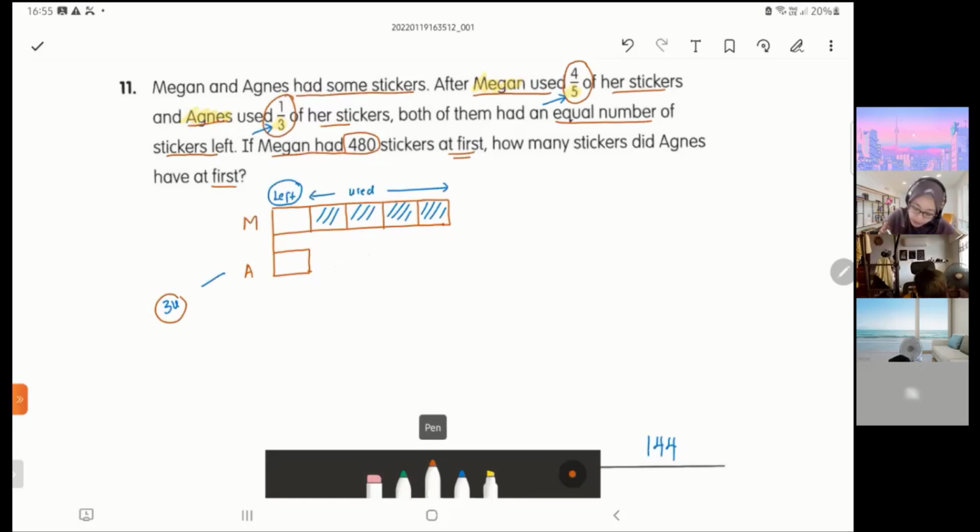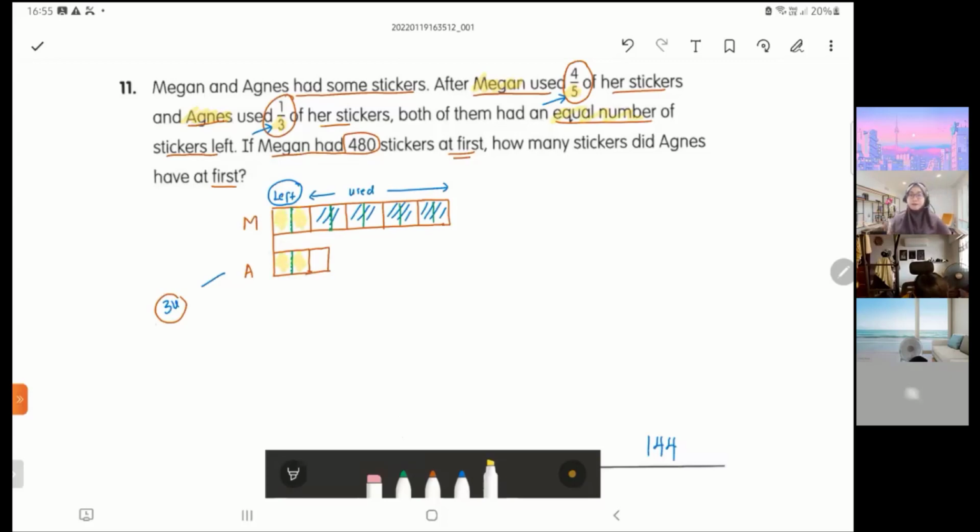What I need to do is actually go and cut something. So I'm going to cut my Megan. So this one also cut. The rest of them also cut. I just draw a straight line, easy to draw. So all these green parts, lines. Now, I want Agnes to have 3 units, right? If I look at this, Agnes only has 2 units. So I draw one more, like this. Then I know that both of them had an equal number of stickers left. So Megan's leftover is this yellow one. Agnes's leftover is this yellow one.